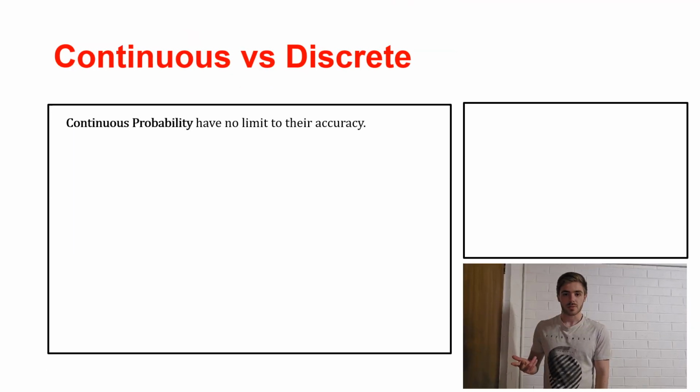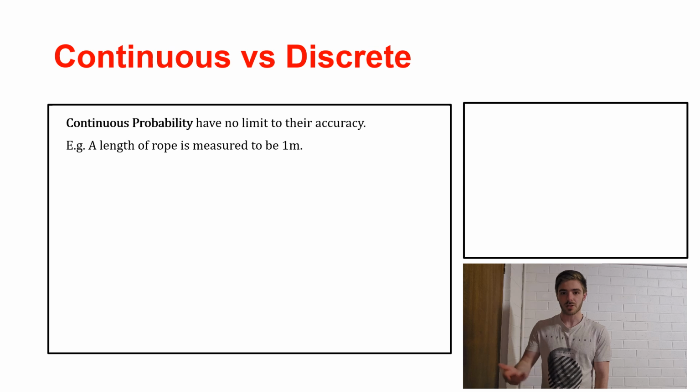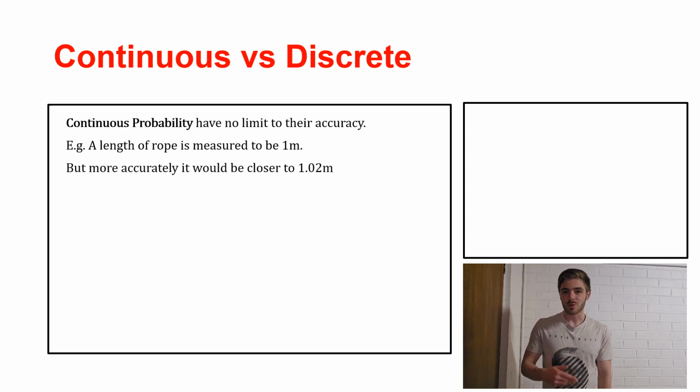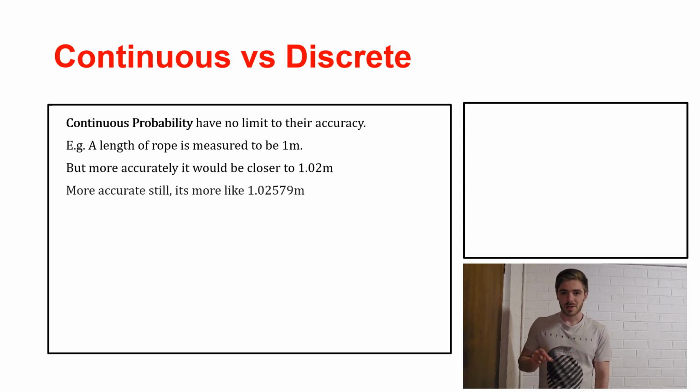Continuous probability looks at quantities that have no limit to their accuracy. The typical example here is things like lengths or distances. For example, if I were to measure a rope, I might be able to say it's approximately 1 meter long. But if I measure just a little bit more closely, I might say it's 1.02 meters long. If I zoom in even more, I might say it's 1.02579, etc. meters long. There's no limit to the amount of decimal places that you can go to be more accurate.